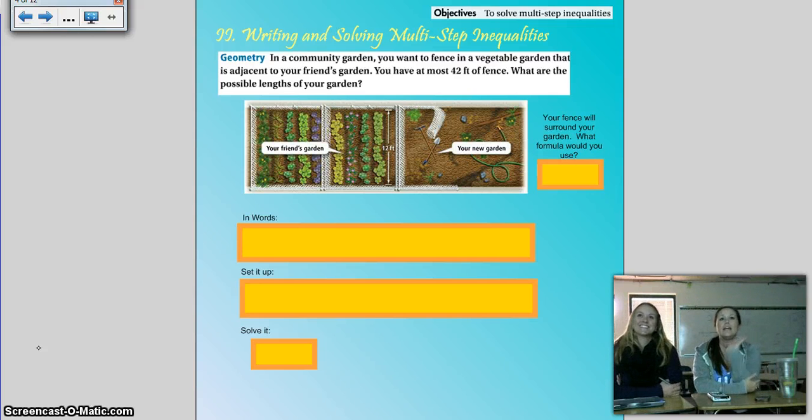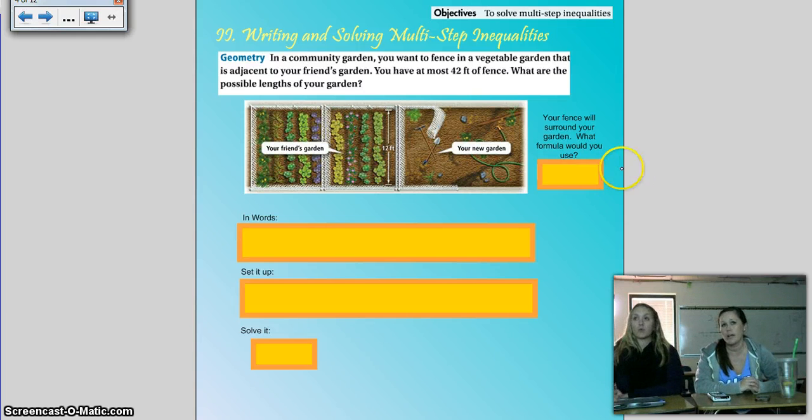Okay, so in a community garden, you want to fence in a vegetable garden that is adjacent, meaning next to your friend's garden. You have at most 42 feet of fence. So 42 is the most I have. What are the possible lengths of the garden? Your fence should surround your garden. What formula would you use?